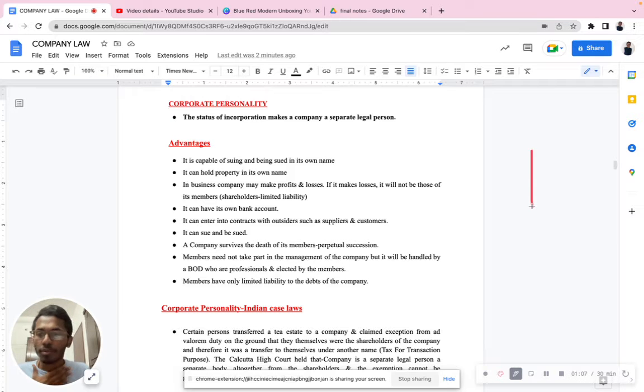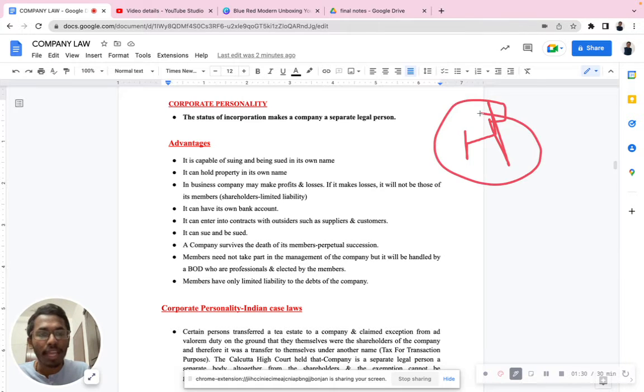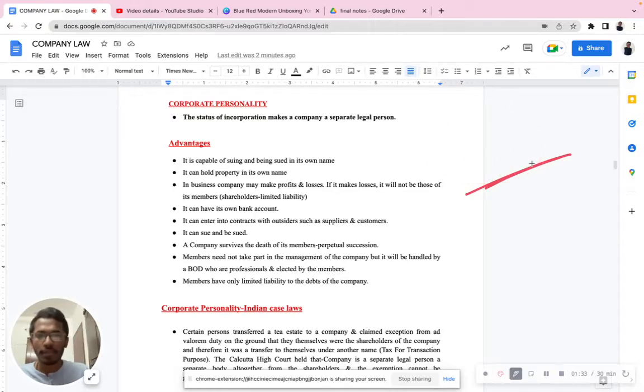Whereas in the form of partnership, I can say that I am the same and the assets of my company are also the same. But in the form of a corporate personality, it is very important to understand that there is something called a separate legal entity. I am different, my company is different. We both are not the same. I am not held liable for all the losses of the company. Yes, I'll be held liable for the losses in terms of fraud, but other than that, I'm not held completely liable for the losses of the company. Very important. That's the reason we say the status of incorporation makes a company a separate legal person. I hope you understood this.